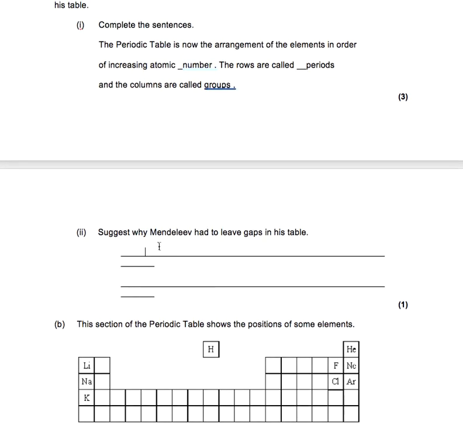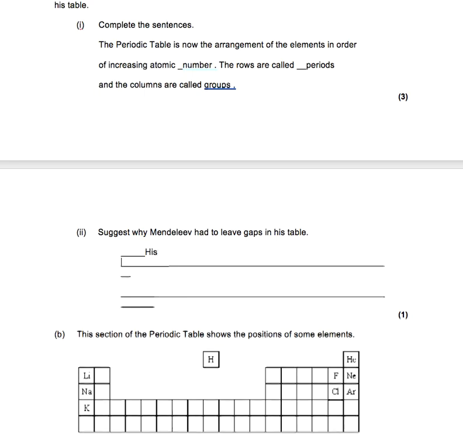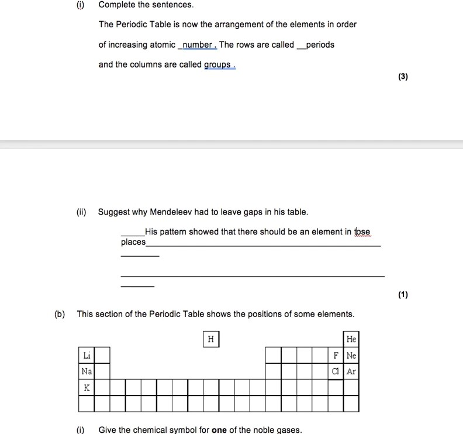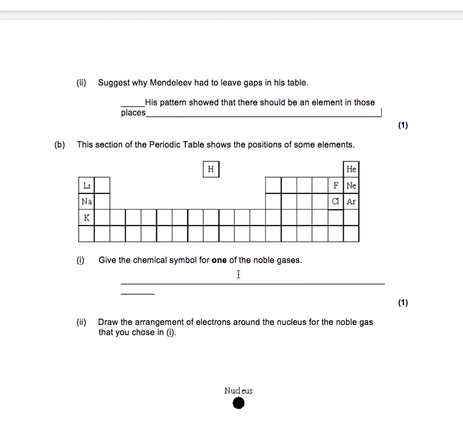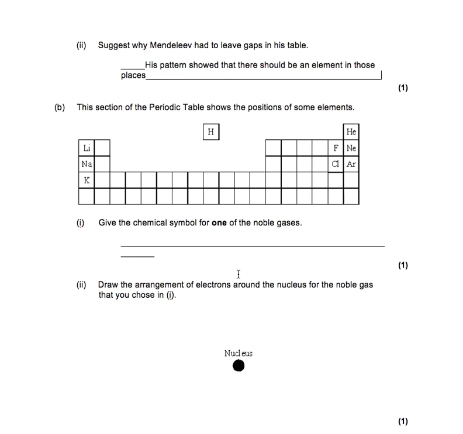Why do I leave gaps? Well, because his pattern showed that there should be an element in those places. And he was right. Later on, those elements were found. So this section of the periodic table shows the positions of some elements.